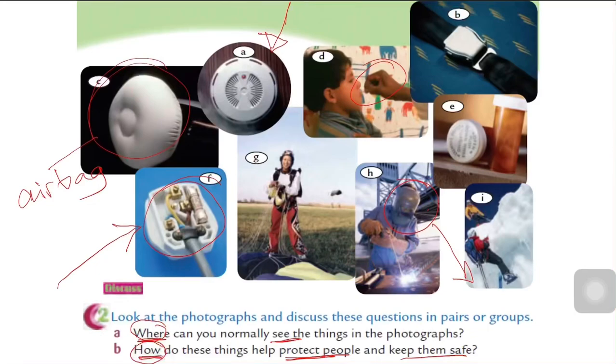As we said before, the airbag is to keep you safe in a car crash or an accident. The smoke detector, very good. Smoke detectors warn you in case of fire and so on.